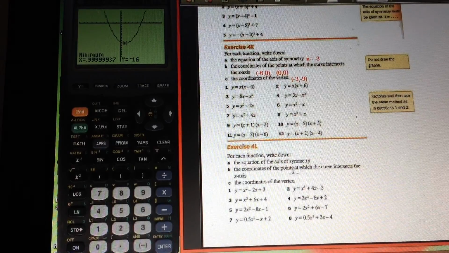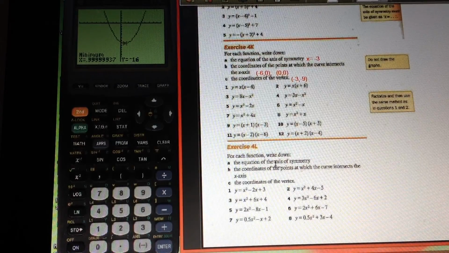Alright, let's take a look at 4L. The same thing. They want you to find out the equation of the axis of the symmetry, and they want you to find out the intersection of the x-axis and also the vertex. Again, start with the vertex. So let's do number 2 here.